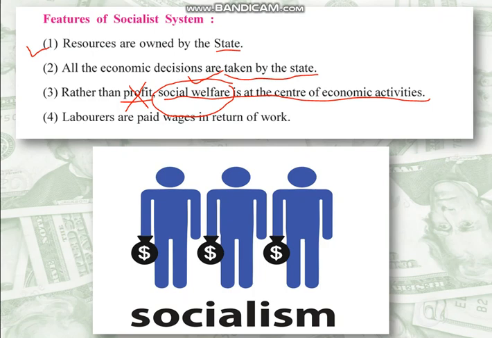Next, laborers are paid wages in return for the work. See, laborers work for the government and they are paid in return for the work. Whatever work they do, they are paid in return for that.